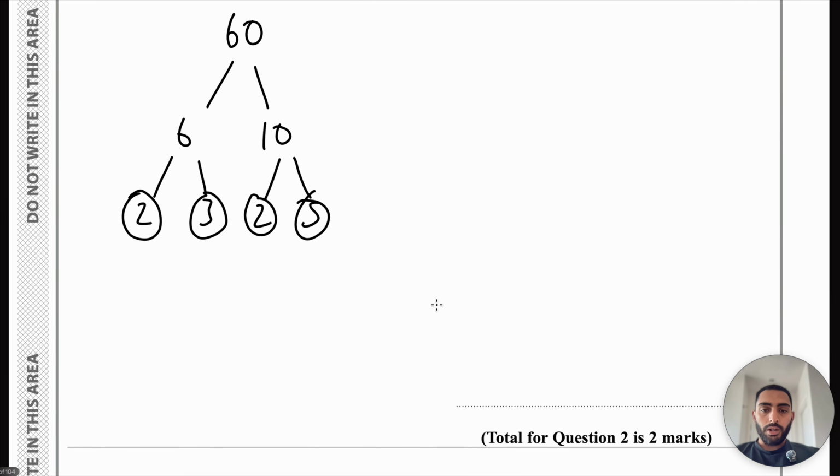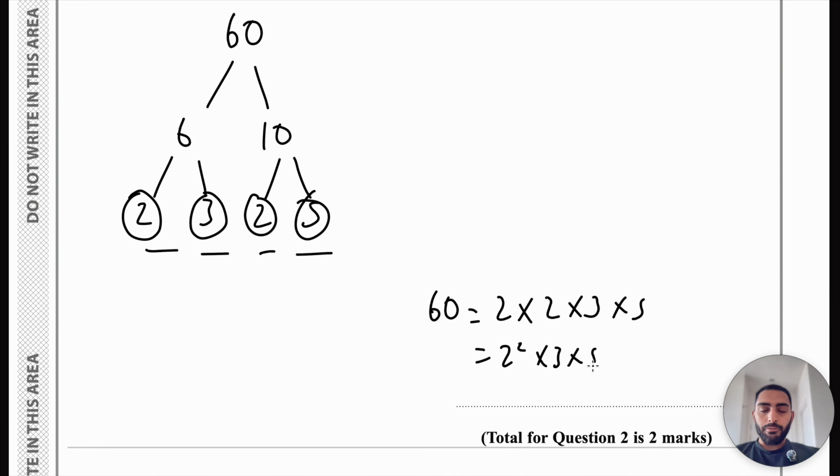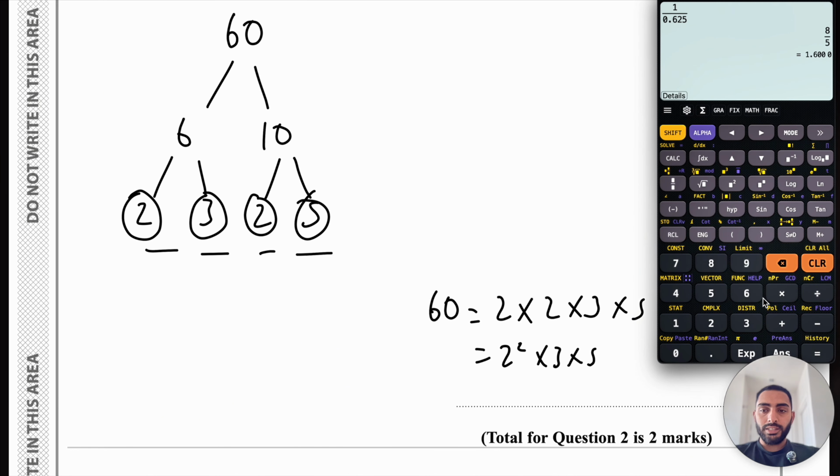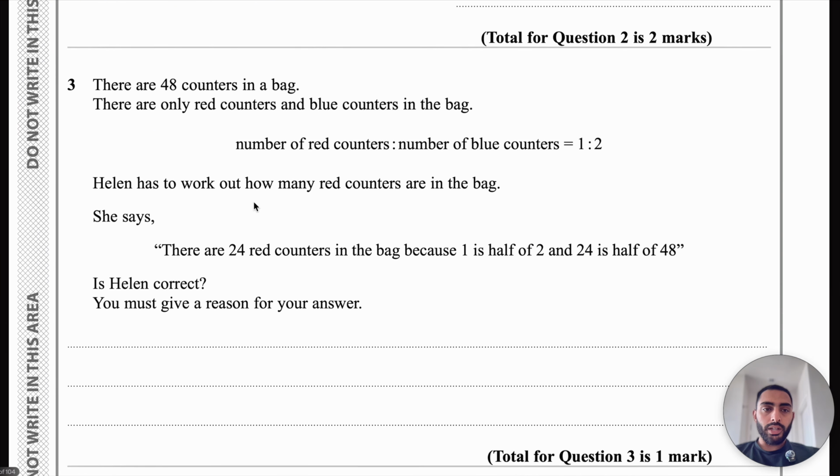So to finish that off, I would write 60 is equal to 2 times 2 times 3 times 5. That's equal to 2 squared times 3 times 5, and you can check this by multiplying all of these together, and you can check it also on your calculator. Typing in 60 and then press shift, and where these apostrophes are, you can see the word fact, and that would show you 2 squared times 3 times 5, and that's the same as that. But you need to show the working out for that.